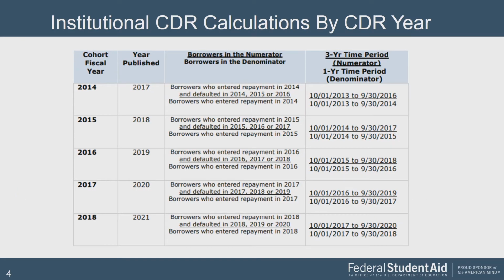Here, what you see is how we break everything down for you individually. For the first column, you have your cohort fiscal year going from 14 to 18, and you can see exactly when they'll be published. As I've mentioned earlier, your FY 16 rates, where we're currently in, were published in 2019, and then your FY 17 cohort will be released in 2020. And as you see, in the borrowers in the numerator and borrowers in the denominator, this is how we pull those individual borrowers that go into repayment, as well as those that go into default, looking at the 3-year time period for the numerator and the 1-year time period for the denominator.